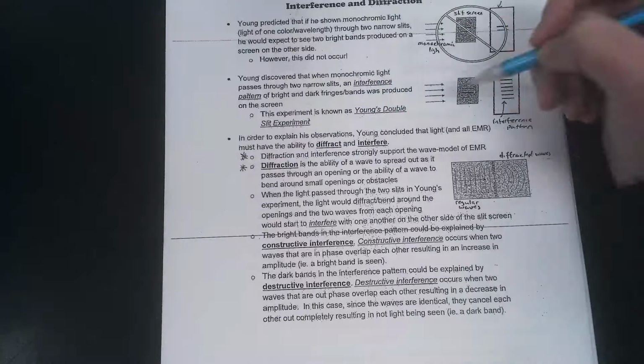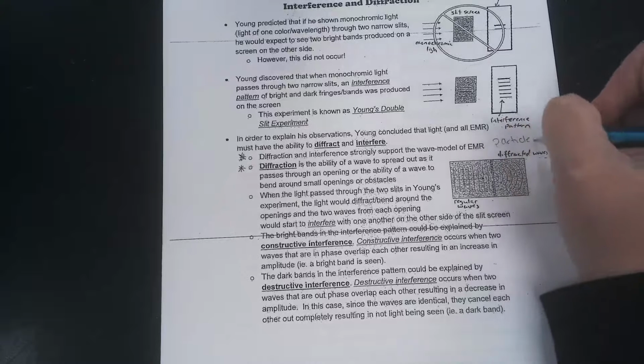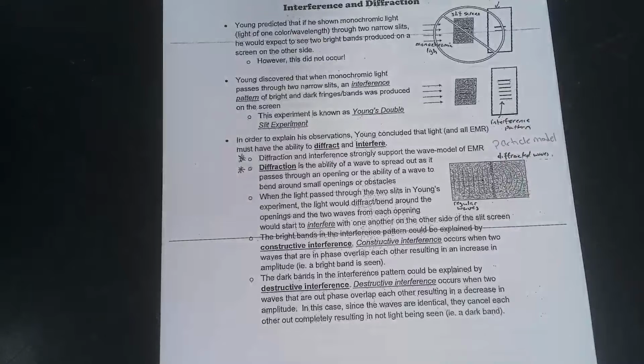Remember, we've looked at the wave model and there's a particle model. We haven't really touched on the particle model, but there is a wave-particle dual theory, and we said that light, EMR, is both of those. This diffraction and interference works with waves, so that's the light traveling in a wave-like pattern, not as packets of energy. Diffraction is the ability of a wave to spread out as it passes through an opening.